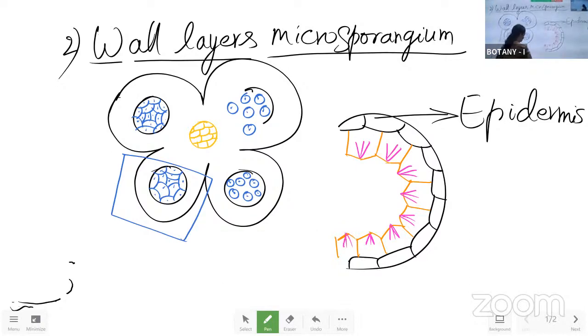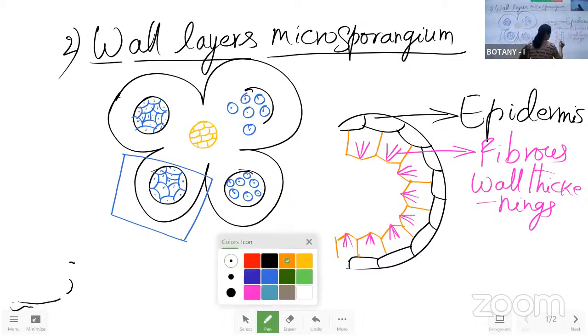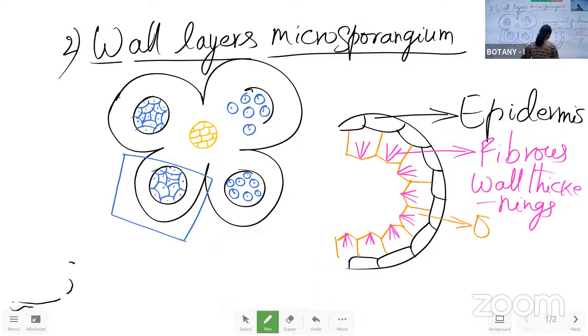Okay, so this is the endothelium, second wall layer. Now the second side heading in this one is the endothelial cells. So these endothelial cells will have these pink colored growths present. So these are not growths actually, these are the fibrous like wall thickenings. Fibrous wall thickenings. Okay, and this is the endothelium.